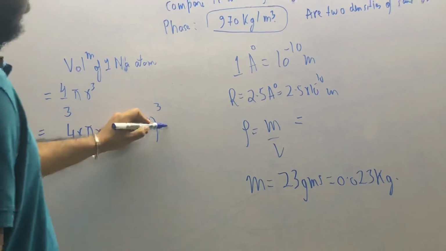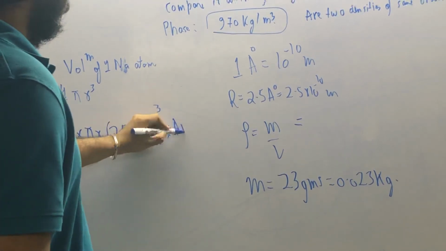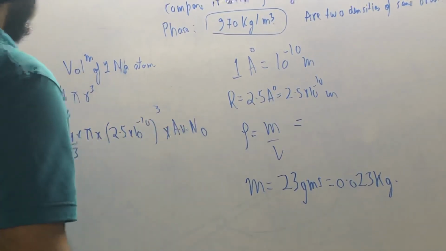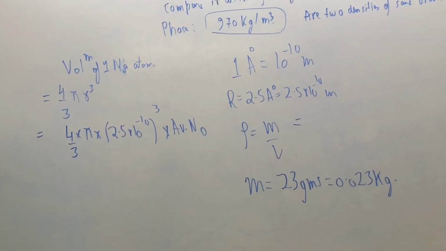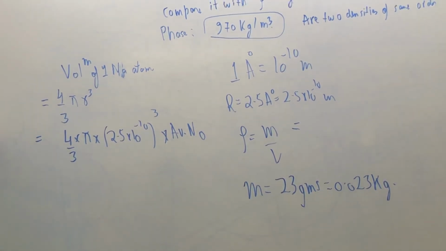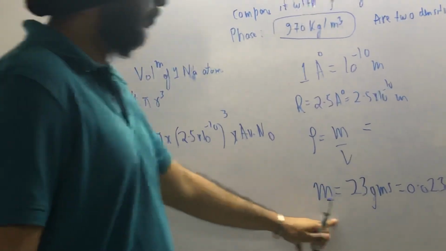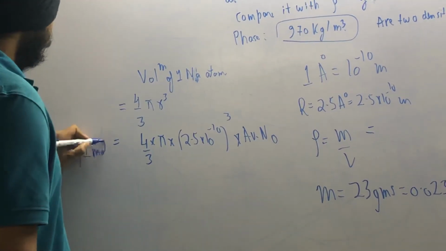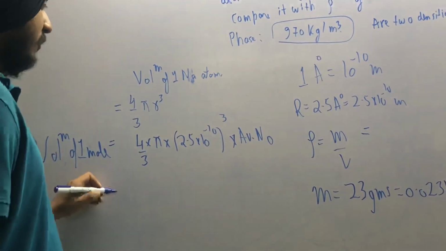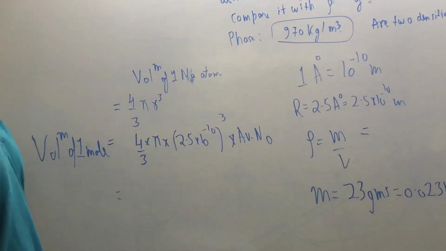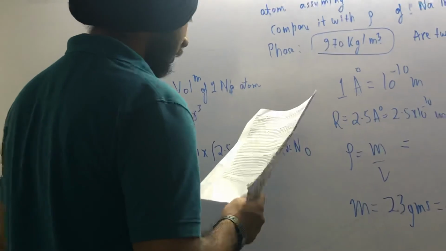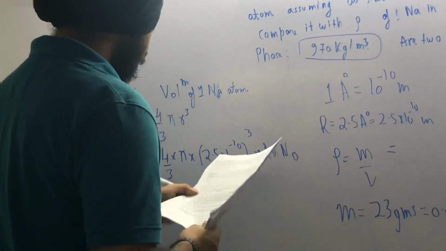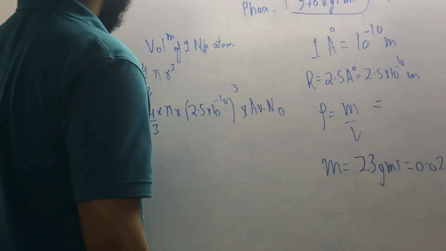just multiply it by Avogadro number to get the volume of 1 mole, because we are taking 1 mole of sodium mass, so we will calculate the volume of 1 mole. Okay, so Avogadro number was how much? 6.023 into 10 to the power 23. Okay, so just substitute in the value.